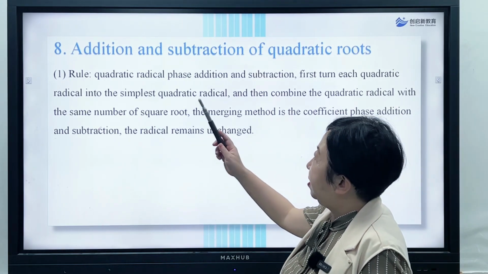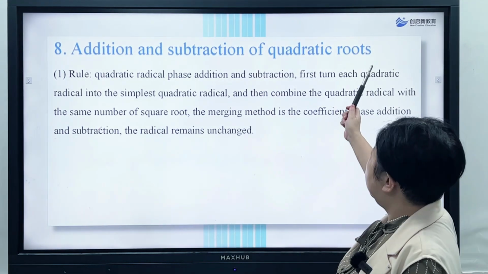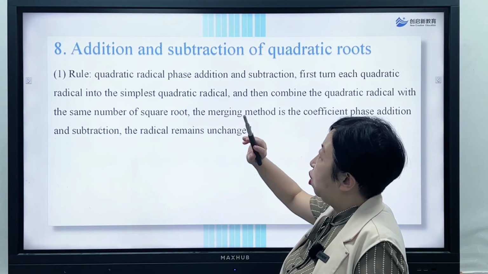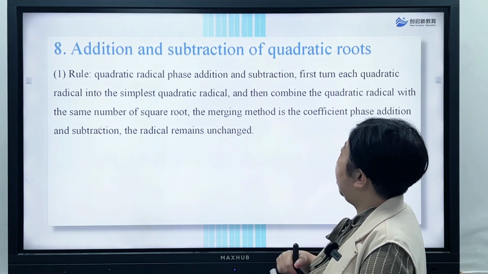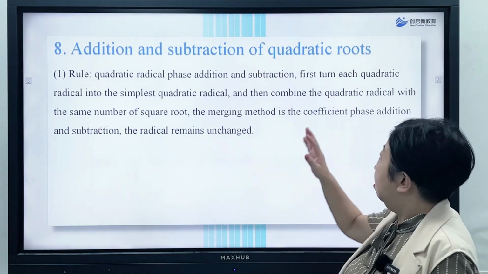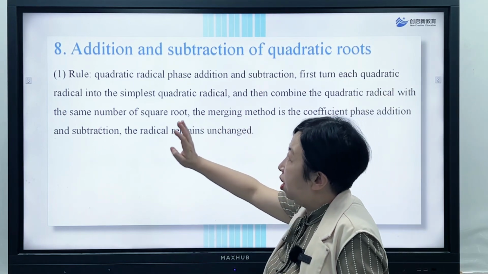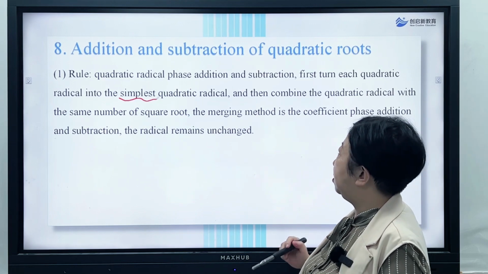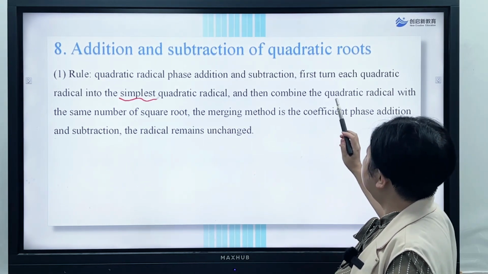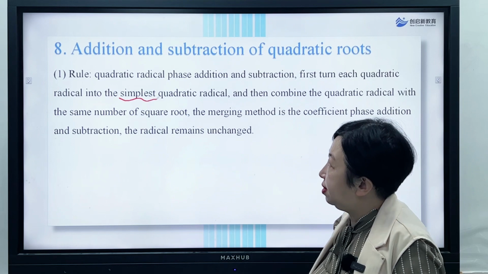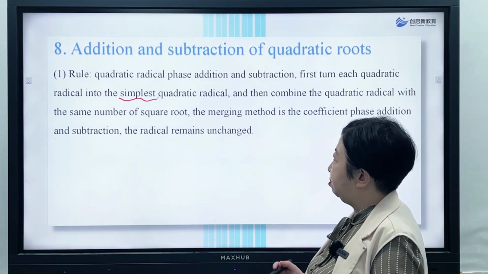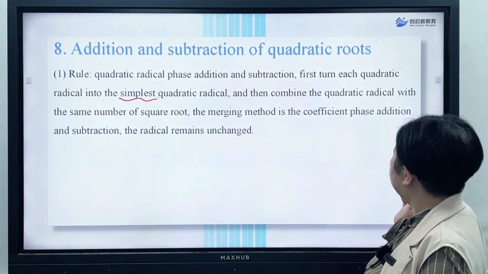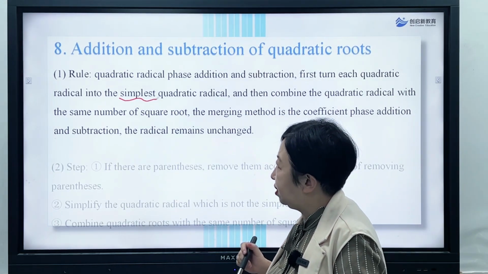We learn the addition and subtraction of quadratic radicals. Here is rule 1. When quadratic radicals are added and subtracted, first turn each quadratic radical into the simplest quadratic radical, and then combine the quadratic radicals with the same number under the square root. The method of combining is like combining like terms in addition and subtraction.